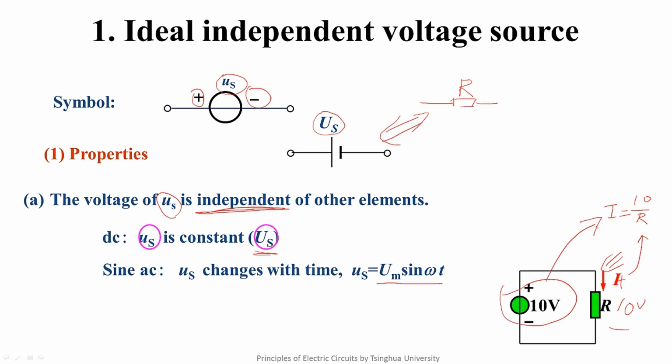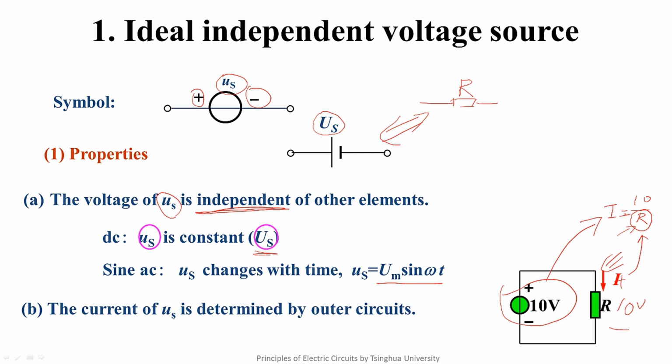So what does that mean? It illustrates that the current of the independent voltage source is controlled by the resistor in the external circuit. It means that the current of the independent voltage source is determined by the external circuit. Here we can use the analogy again. For the resistor, resistance is its own characteristic. Its voltage and current meet Ohm's law. For an independent voltage source, polarity and US are its substantive characteristics. The current that flows through it is determined by the external circuit.